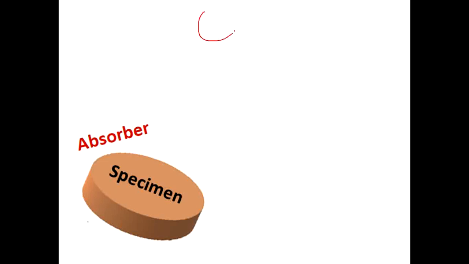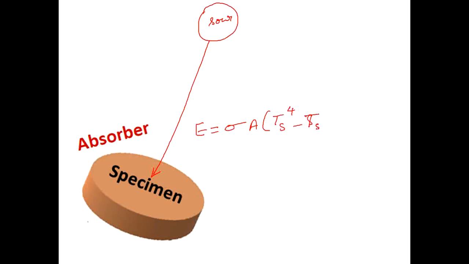There should be a source. Whatever heat the specimen absorbs from the source also obeys the Stefan-Boltzmann law. It says the emissive power is equal to sigma into area of the specimen into T source temperature 4 minus T sink temperature 4. The area A is equal to pi d square divided by 4, because the specimen is cylindrical in shape with a diameter d. This is the exposed area.